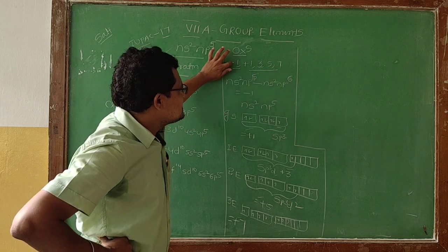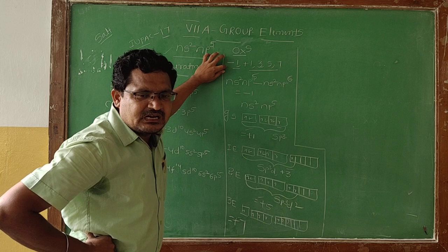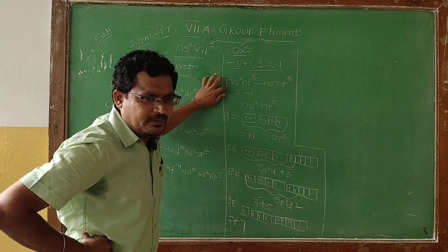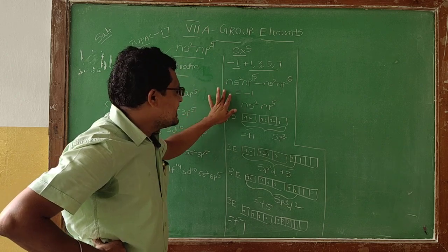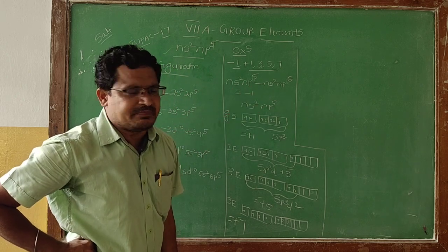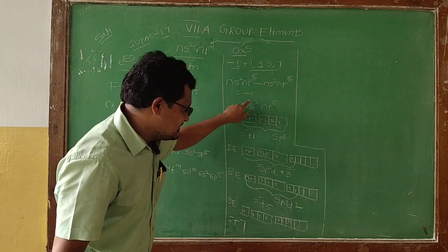This -1 is called the common oxidation state. These common oxidation states depend upon the zero group element electronic configuration. That's why ns2 np5 and ns2 np6 give the minus one oxidation state.